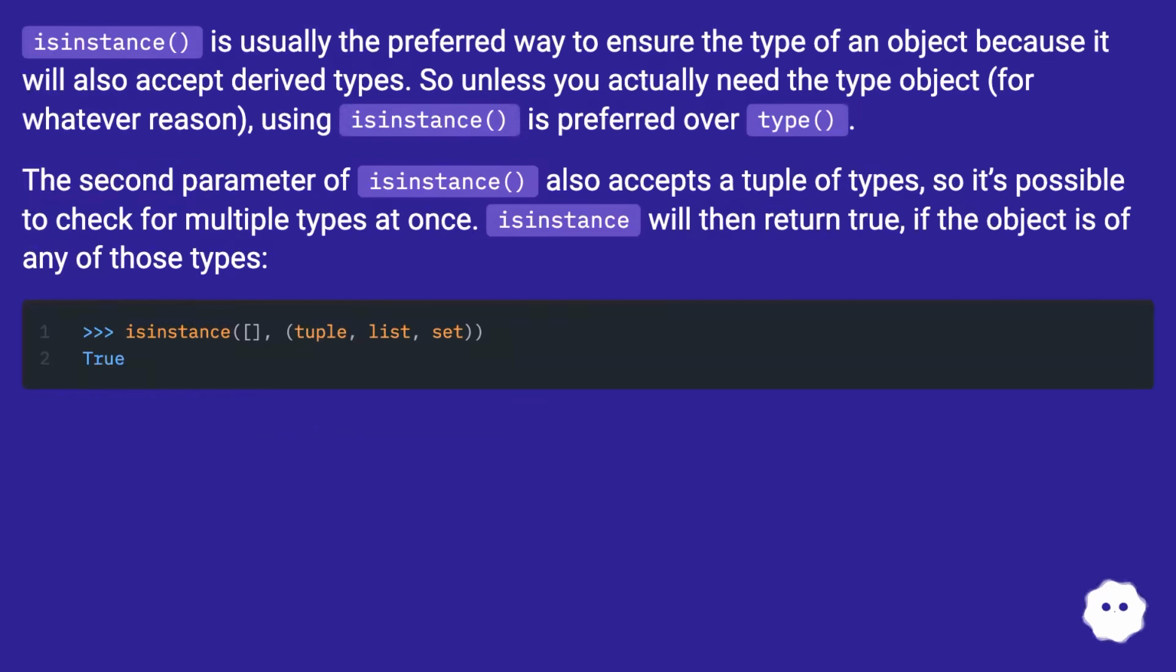isinstance is usually the preferred way to ensure the type of an object because it will also accept derived types. So unless you actually need the type object for whatever reason, using isinstance is preferred over type. The second parameter of isinstance also accepts a tuple of types, so it's possible to check for multiple types at once. isinstance will then return true if the object is of any of those types.